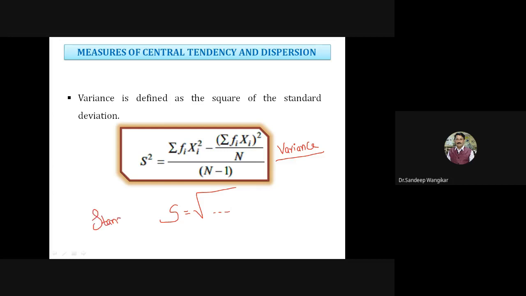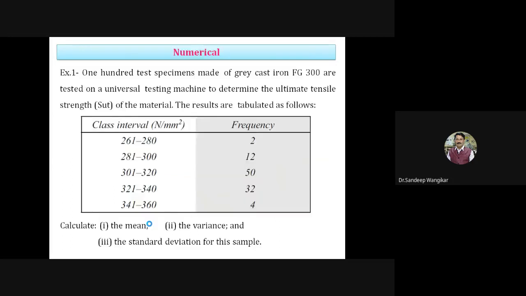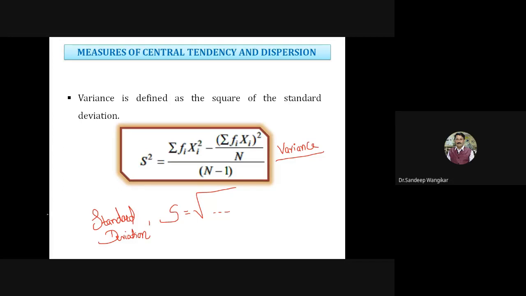So wherever the standard deviation and variance are asked, we first have to calculate the variance, because it is a square: summation of fi xi square minus summation fi xi, bracket square, divided by n, and the total bracket divided by n minus 1. Before moving to the numerical, having a look at the formula, I will mark here some separate thing.